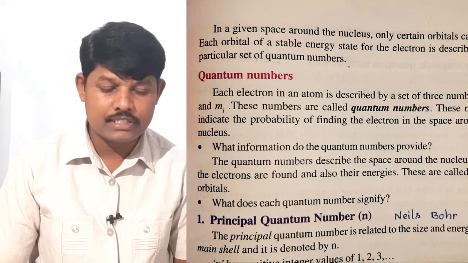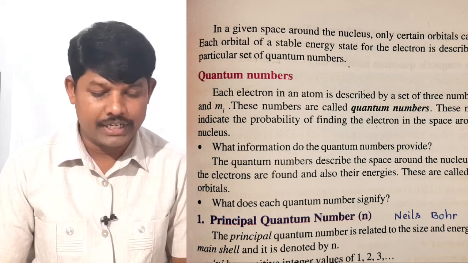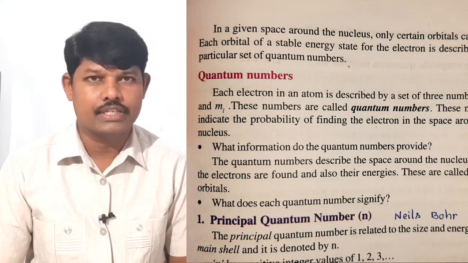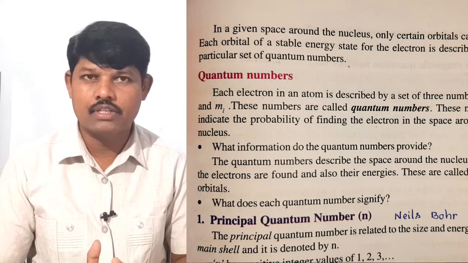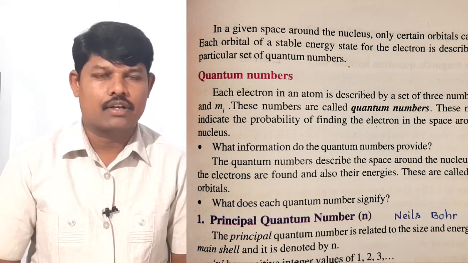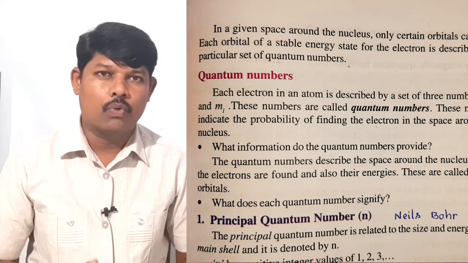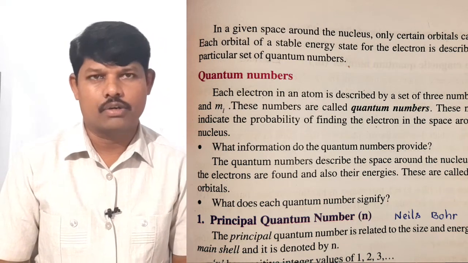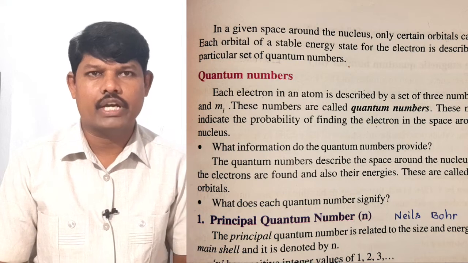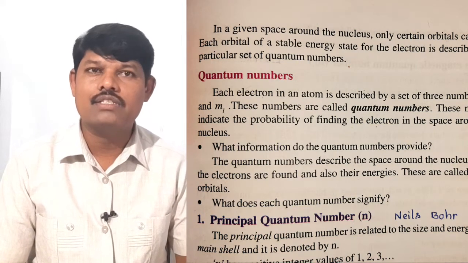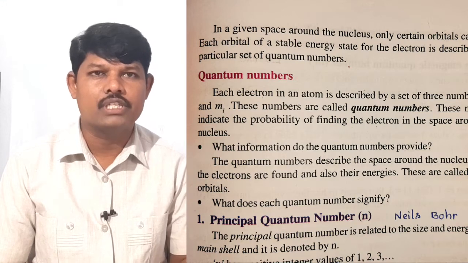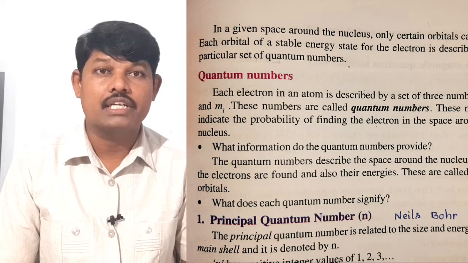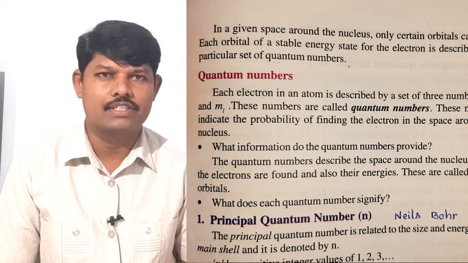So these quantum numbers are useful to find out the space around the nucleus, that means in which space electrons are present and what their energies are. So we can find the position and also the energies by using these quantum numbers. What does each quantum number signify? One by one, let us discuss the quantum numbers.